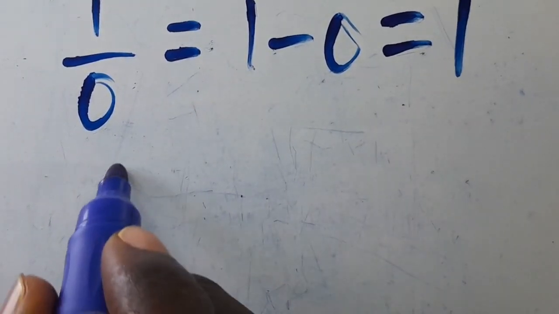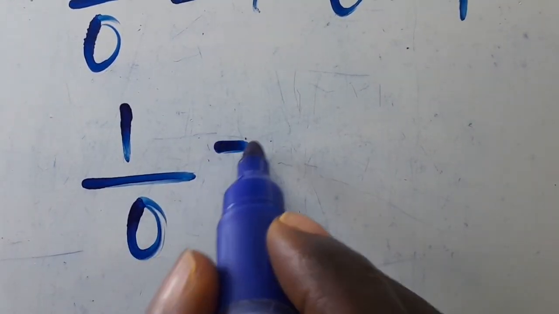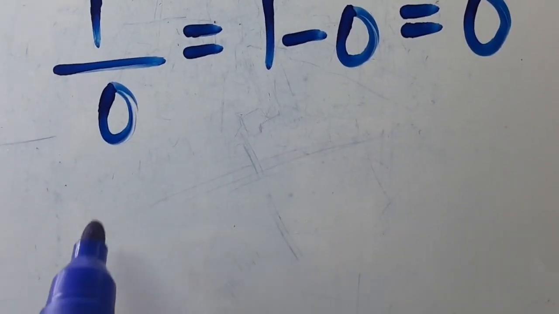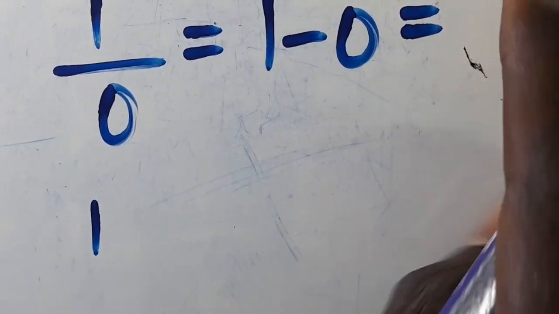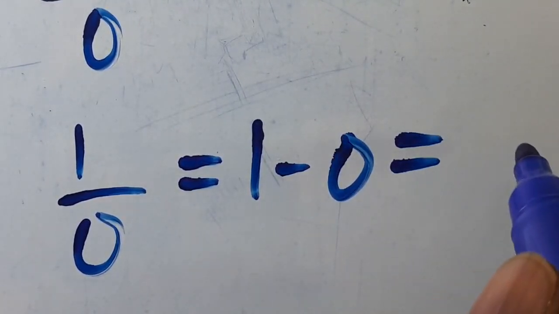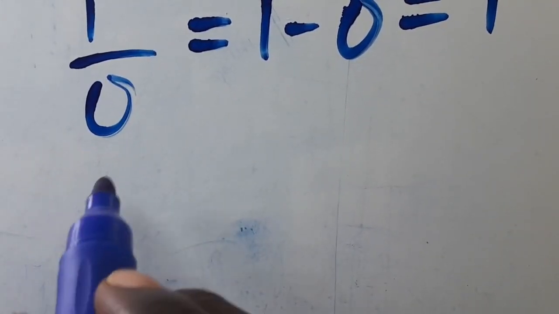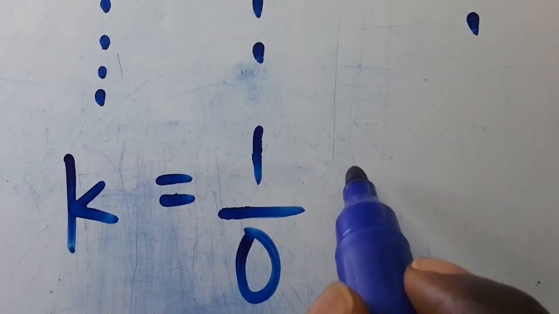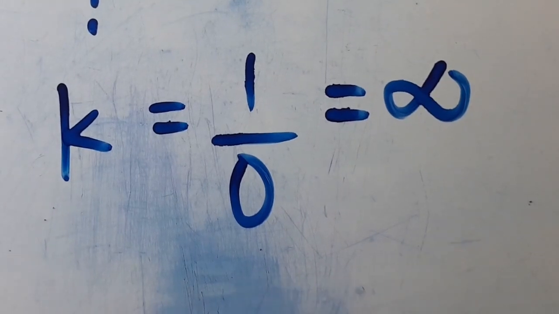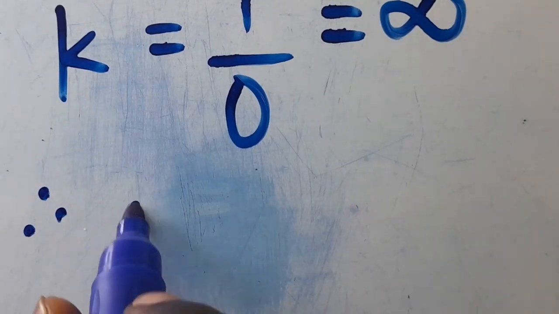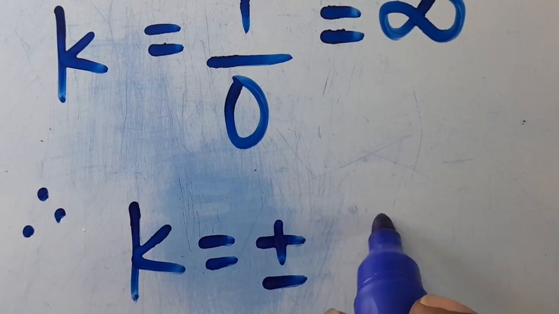Likewise, when you say 1 again divided by 0, this is 1 minus 0, which is 1. When you take this 1 divided by 0, this is 1 minus 0, which equals 1. So what we are trying to say here is that as we go down like this, it stays equal to 1. It will not change. And that is why we say k equals 1 divided by 0, which equals infinity. But mind you, this will give you both negative and positive infinity. So finally, we can say k equals positive or negative infinity.